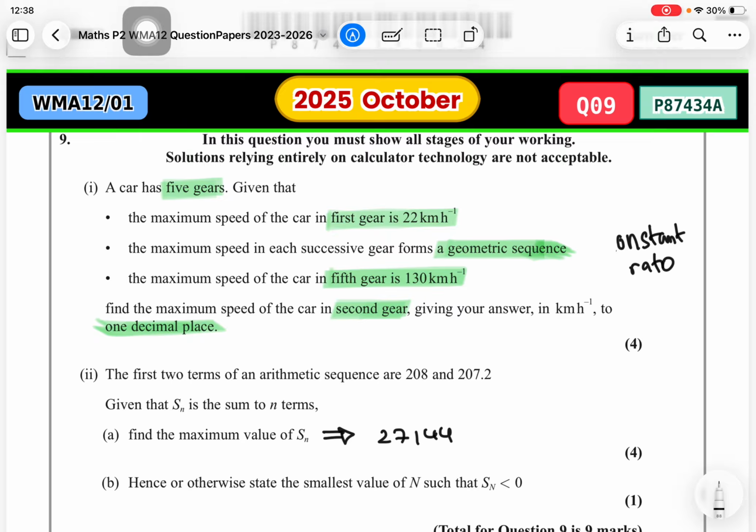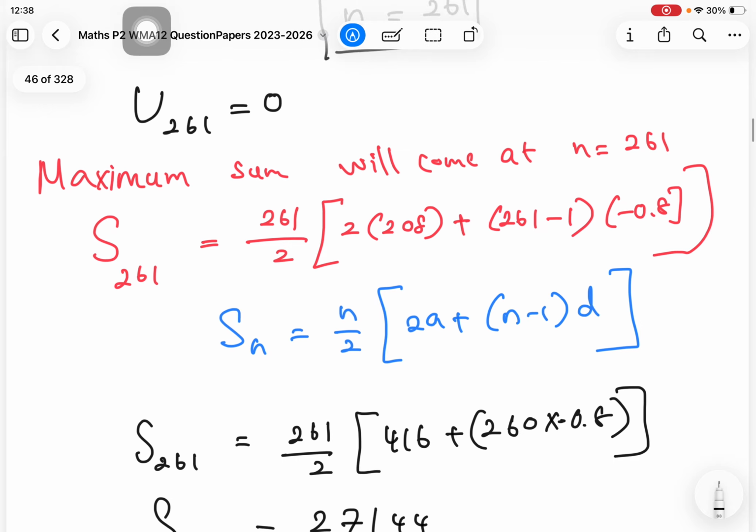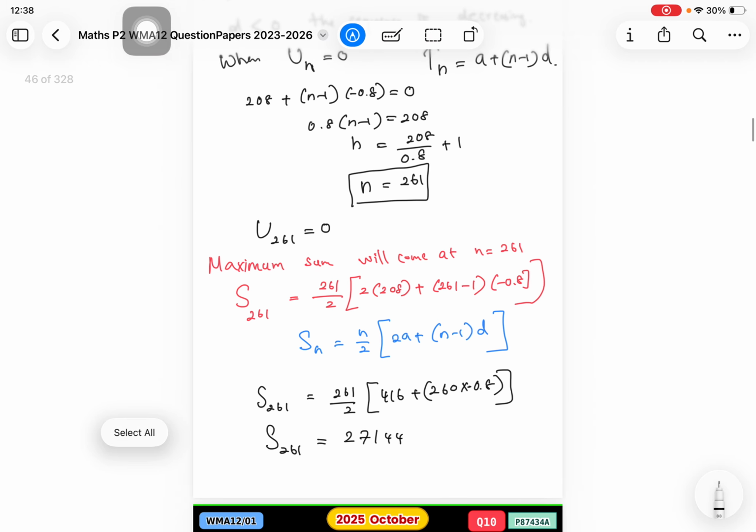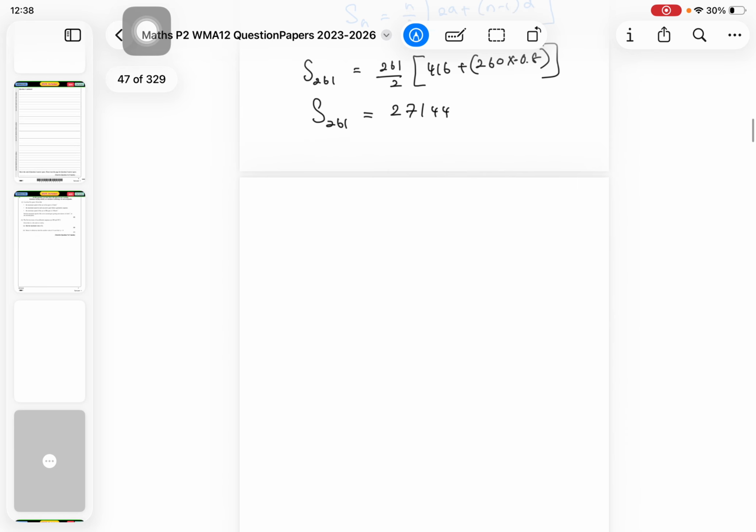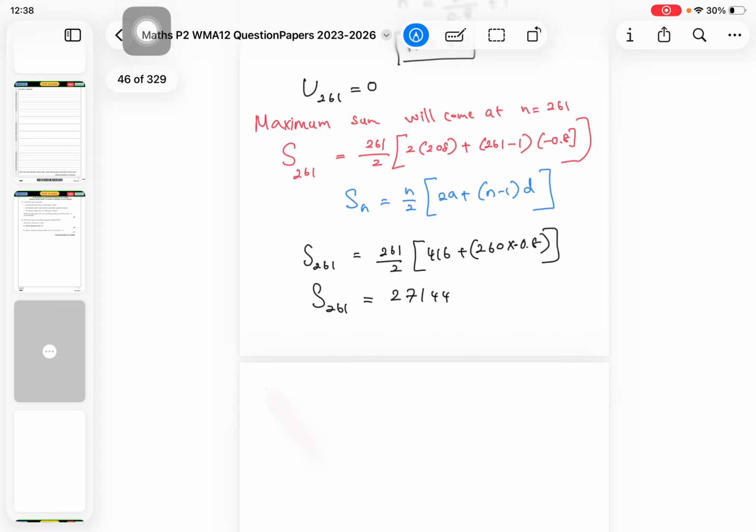is less than 0. Okay. Now they are saying Sn will be less than 0. Okay, this question is a bit tricky. Let me add another blank page. They are asking in part B when the Sn will be 0. So it's max at n equals 261, then it starts decreasing negatively.